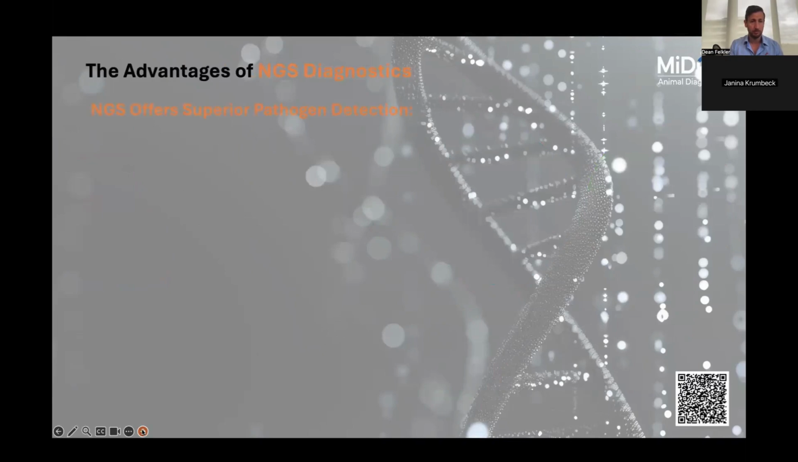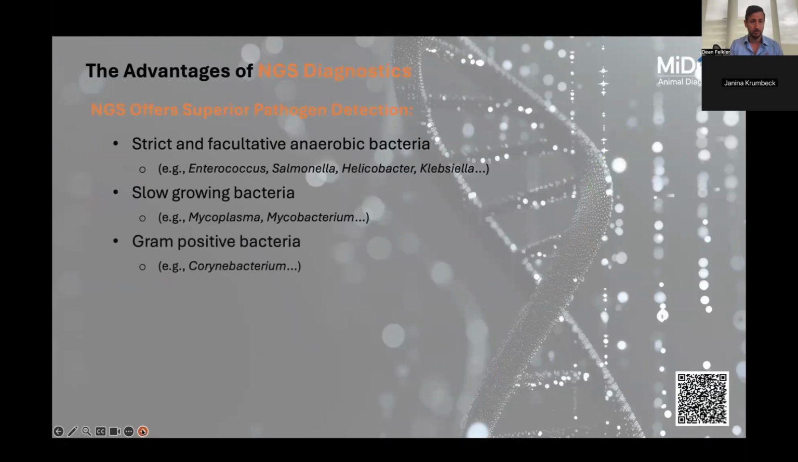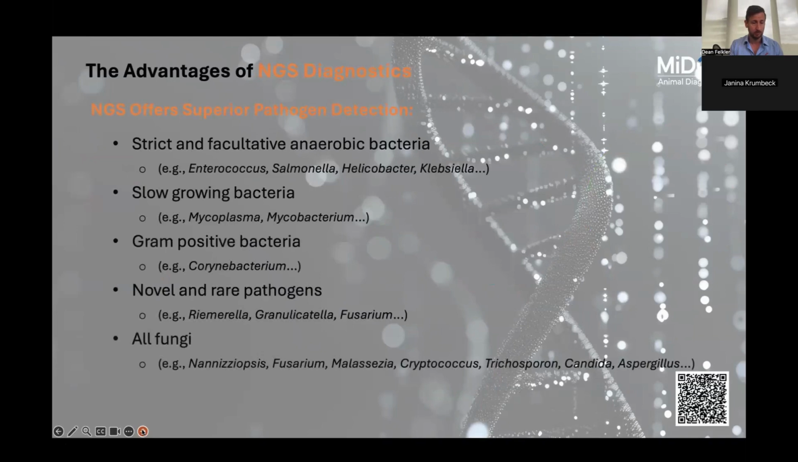It was those slow-growing bacteria, strict and facultative anaerobic bacteria, which makes sense because they die in transit. It included Enterococcus, Salmonella, or Klebsiella. Slow-growing organisms, because the petri dish is only so big. So if an E. coli that doubles every 20 minutes overtakes the real estate, then those slow-growing organisms may be missed. Then across the board, all gram-positive bacteria were significantly underrepresented and missed by culture testing.